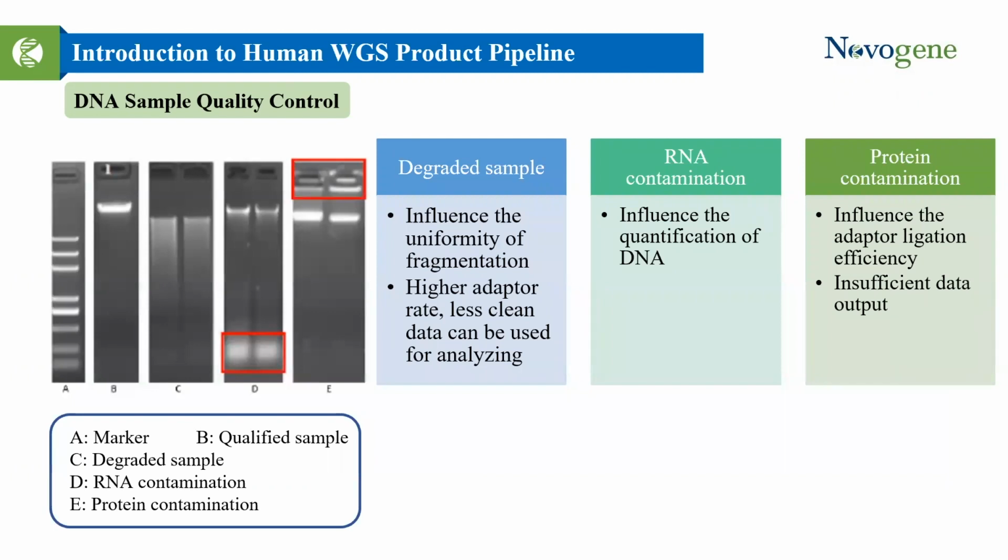After the sample QC, we will generate a QC report. The report contains a description of your sample and the final results. A figure like this will be included in the report. This figure shows what it will look like if the sample is degraded, or has RNA contamination or protein contamination. Such impurity will influence the further sequencing process. And the table on the right shows part of the influence caused by these conditions.